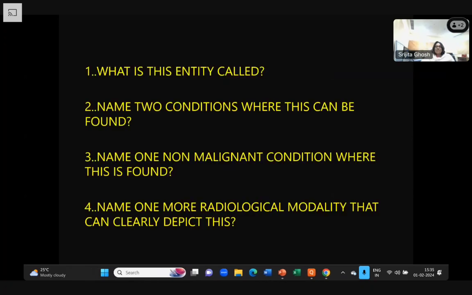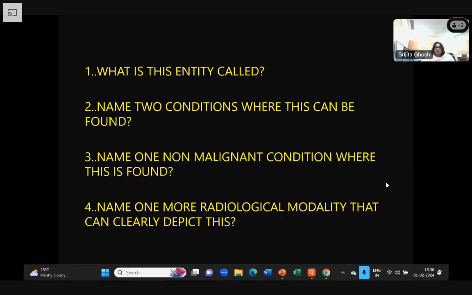Name two conditions where this can be found. Elevated periosteum will not do. It has a name. It's a Codman's triangle. Name two conditions. Ewing's sarcoma, osteosarcoma. Very good. Name one non-malignant condition. Very good. Osteomyelitis.